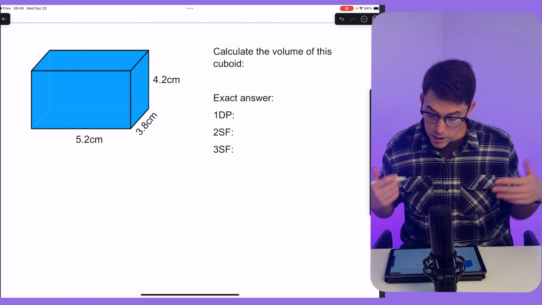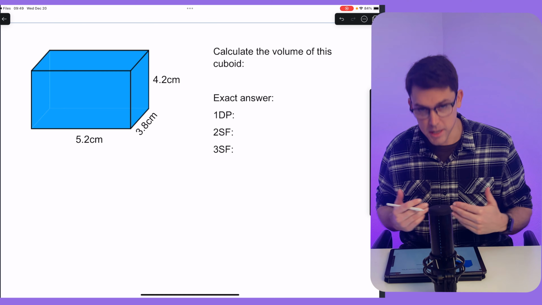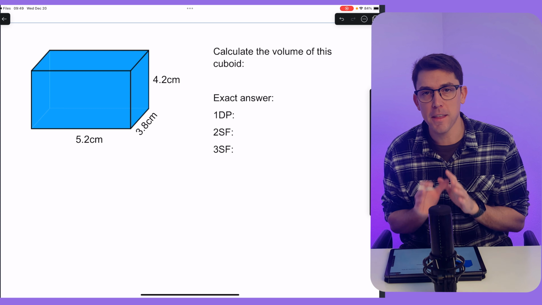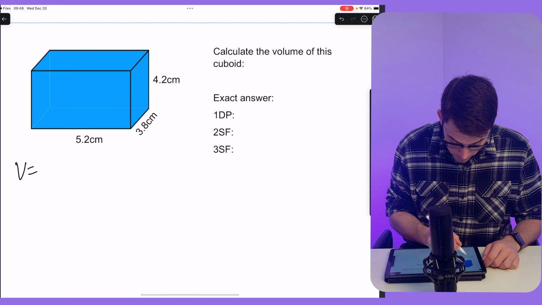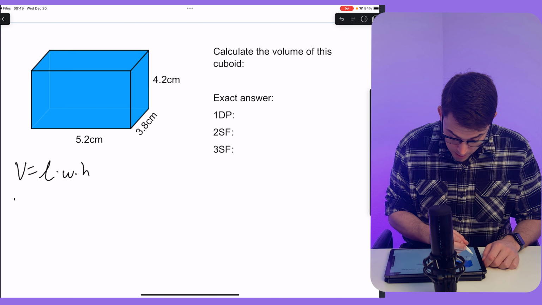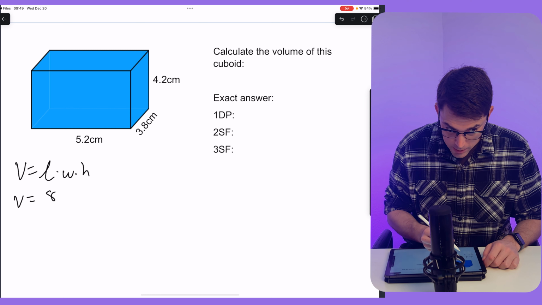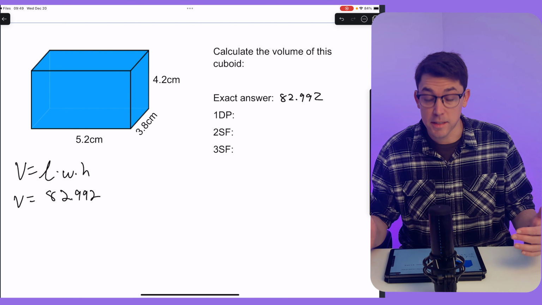So now what we want to do is calculate the volume of a very simple cuboid to one decimal place, two significant figures, and three significant figures. Again, just verifying that we understand what's being asked here. So when I want to calculate the volume, I know that's just going to be length times width times height. So after putting everything in, I'm going to find that the volume is equal to 82.992. 82.992 is going to be my exact answer.